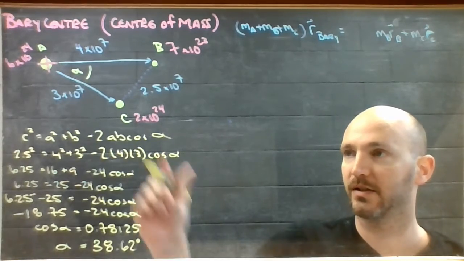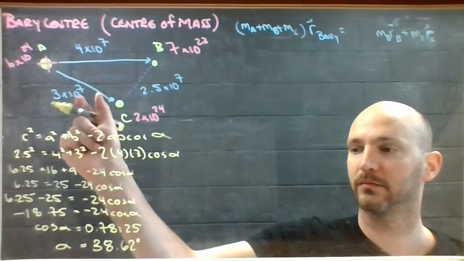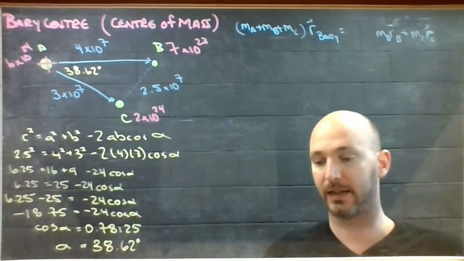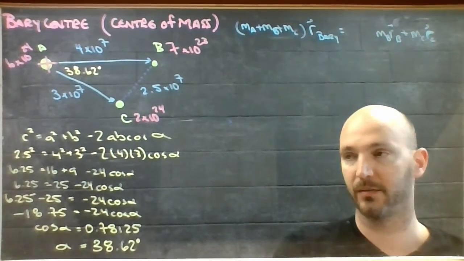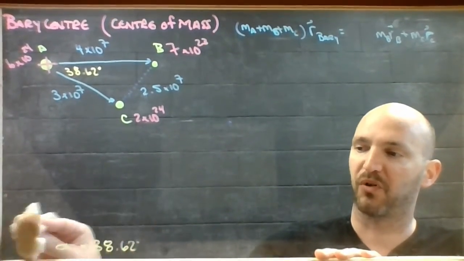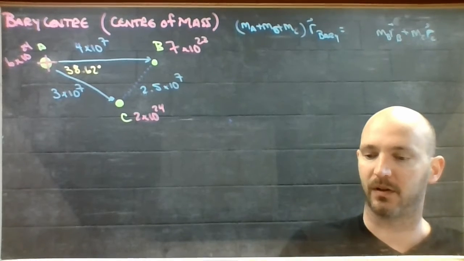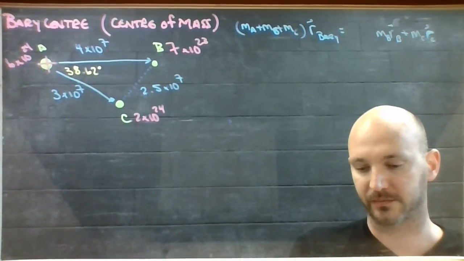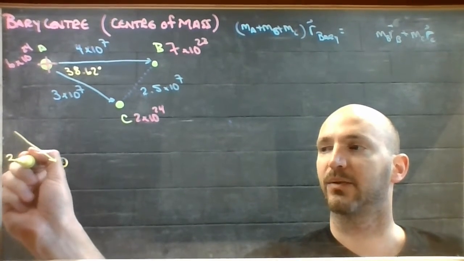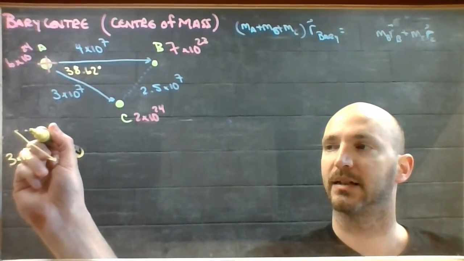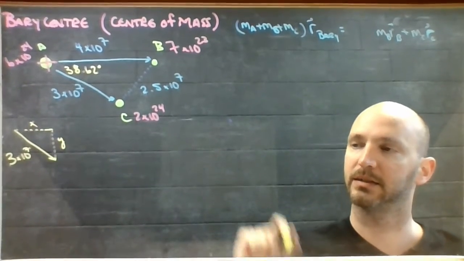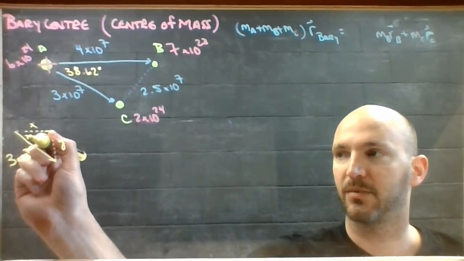Okay. So I'm going to fill that in there. And then I'm going to clear this mess off the board because I don't need this calculation anymore. I'm going to use that angle in order to break up the vector from A to C into two components. So if I can draw it, I have this vector here that is 3 times 10 to the 7 long, and it has a horizontal component and a vertical component. That's the X, that's the Y. I have an angle in here that's 38.62.